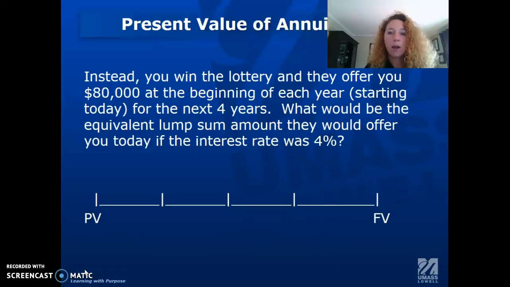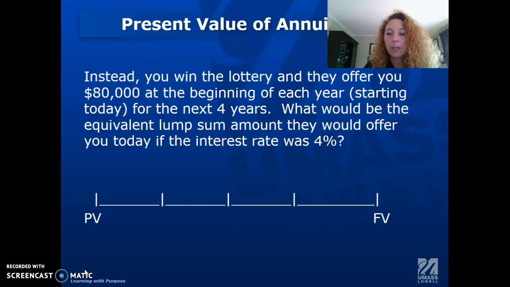All right. Let's try this last annuity in our notes. So instead, we win the lottery and they offer me $80,000 at the beginning of each year, starting today for the next 4 years. So I want you guys, you can pause the video if you want, right? I want you to fill out the table, and then I want you to see if you can write down the formula, see what you think, okay?